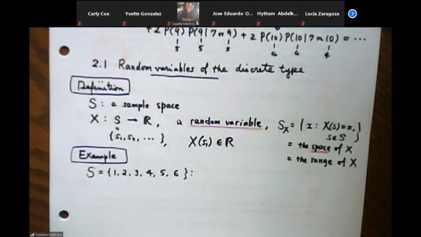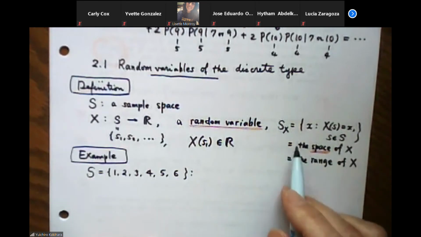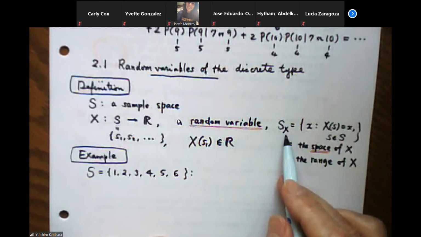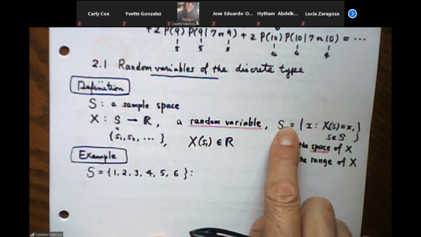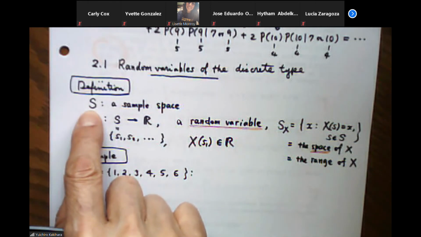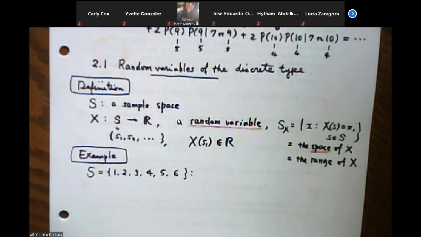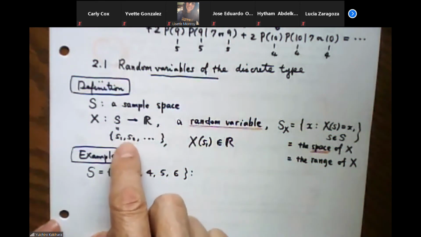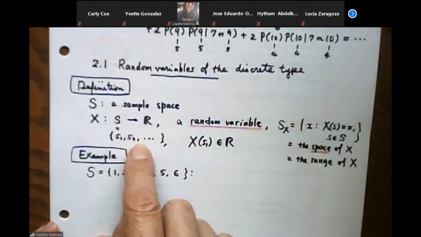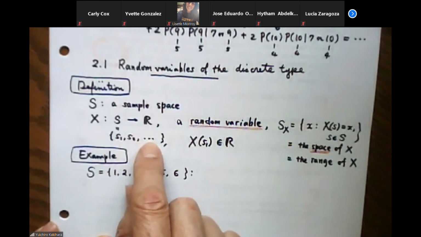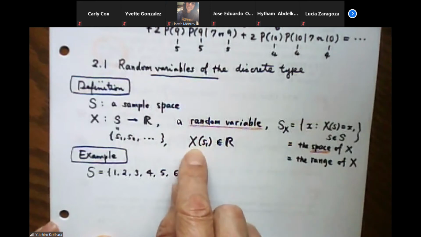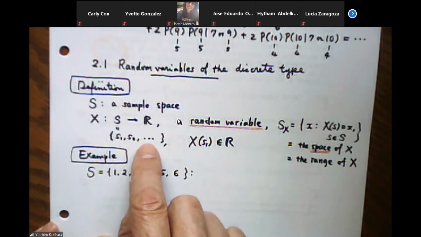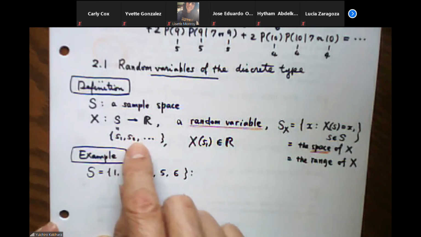So we can consider it this way. I'm going to use a subscript here, S sub X, indicating that this is the space of X. If I don't write this X, then it's going to be the same as the sample space. It's confusing. These S1, S2 need not be numbers, but this value is definitely a real number. The outcomes may not be numbers, like men, women, whatever.